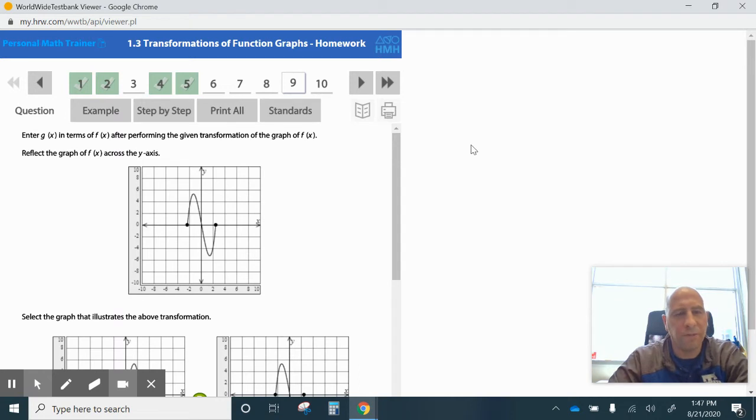Okay, enter g of x in terms of f of x after performing the given transformation of the graph of f of x. Reflect the graph of f of x across the y-axis. So here's the y-axis. So this one's easy. This point is here, okay? And then this point reflects. So again, we're reflecting everything across here. So this goes here. This goes here. This one goes here, and then this goes here.